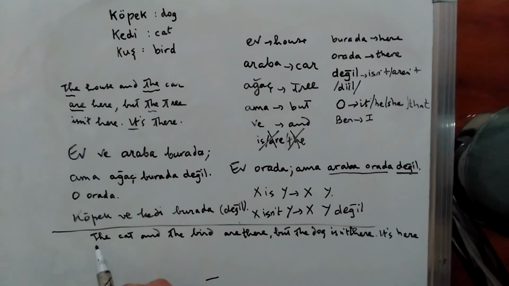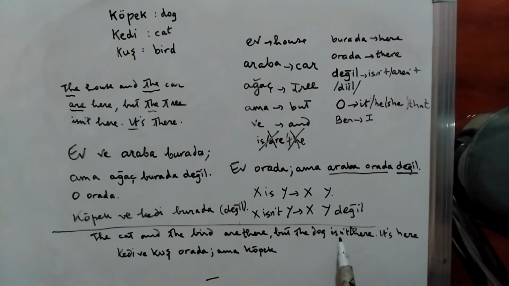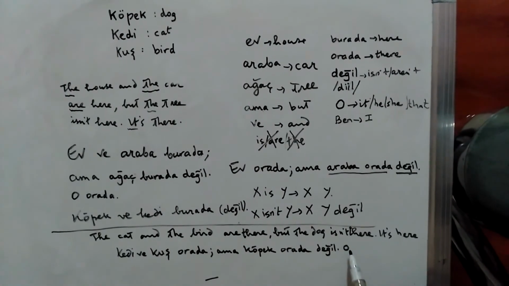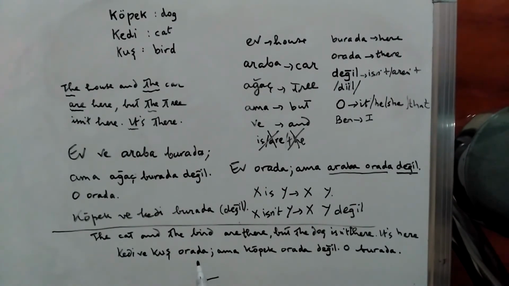So the, we don't say this. So cat and bird, there. We don't say this either. So kedi ve kuş. Kedi ve kuş orada. Ama köpek, isn't there. Orada değil. It's here. O burada. O burada. Kedi ve kuş orada ama köpek orada değil. O burada.